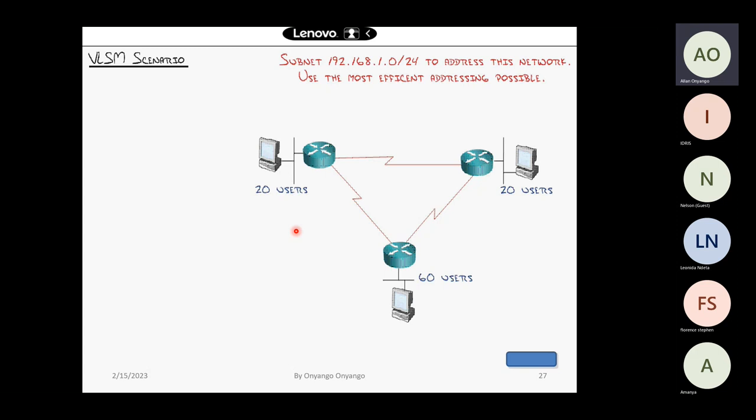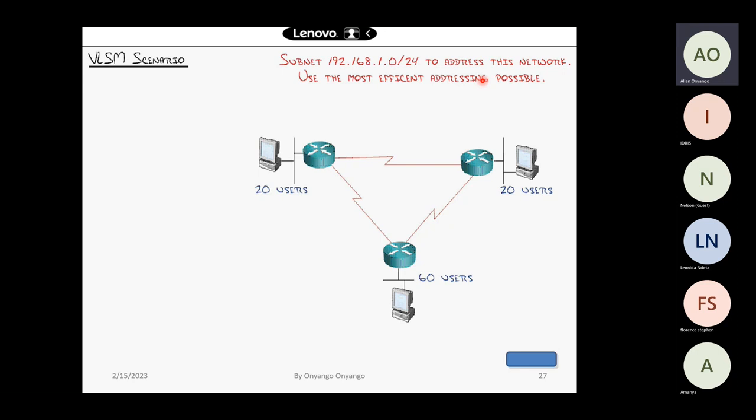For example, I'm going to do just one example, and everything else is going to be the same. Guys, everything else that we have submitted is going to be the same. The only difference is going to be only one difference. Now, this is the thing. This network, we are told to subnet 192.168.1.0/24, produce this network and use the most efficient addressing possible.